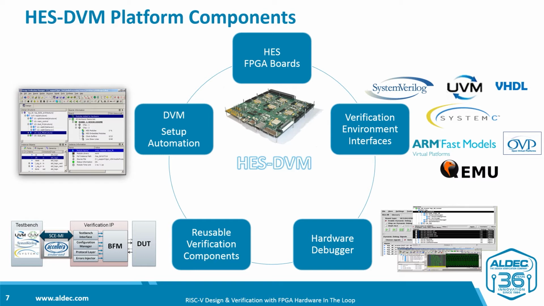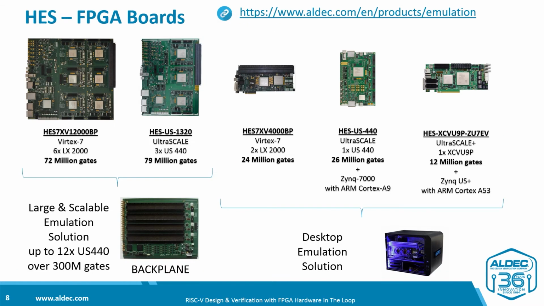Reusable verification components is a library of commonly used transactors and monitors like AMBA AXI, USB, or PCI Express. And last but not least, the hardware debugger. It provides comprehensive debugging features and improves productivity while debugging corner cases detected during emulation. So let's look into the hardware.